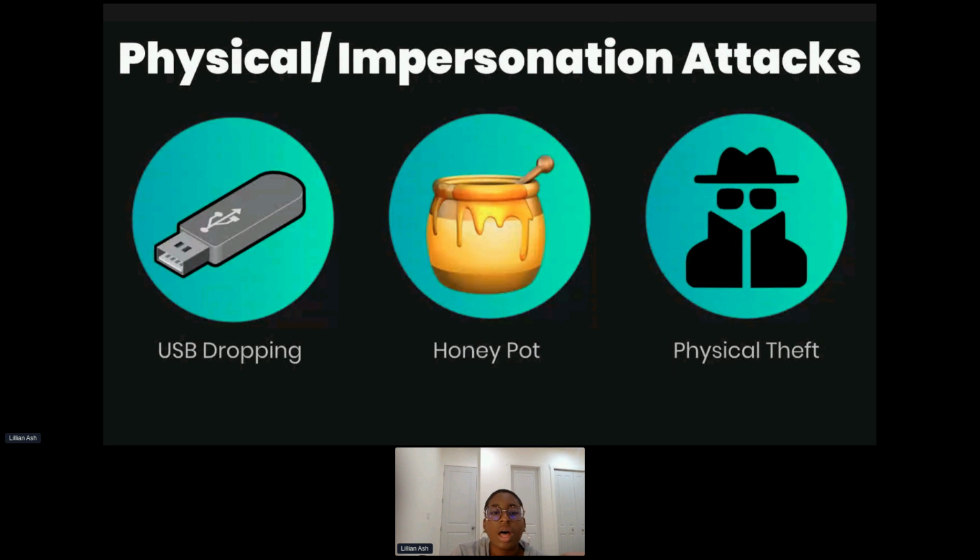And then of course we just have straight up physical theft. Someone takes your laptop from the library or the coffee shop when you get up to go to the restroom, someone takes your phone, etc. That's just as big of a breach as well, just taking your device.